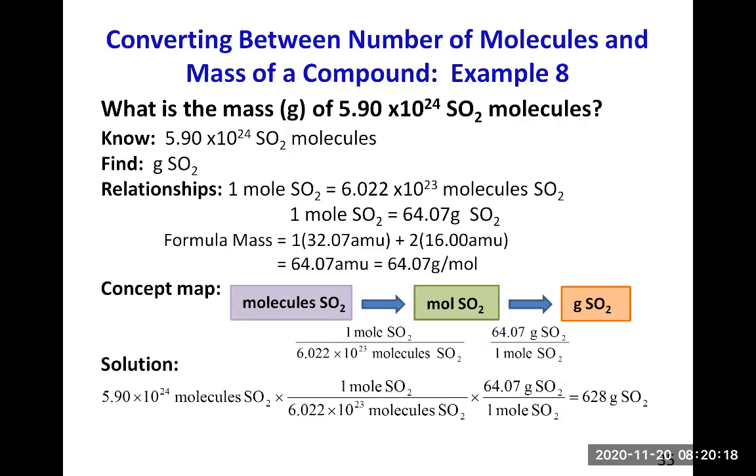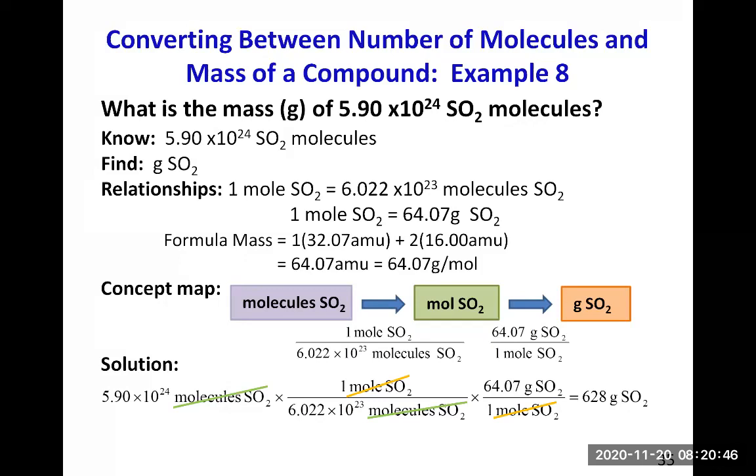This is multiplied by the first conversion factor that has the Avogadro number on the bottom and 1 mole on top. This way we can cancel molecules of SO2. The next conversion factor has the moles on the bottom and the grams of SO2 on top because we want to cancel moles of SO2. So we have grams of SO2 in the end because that's the only unit left over.